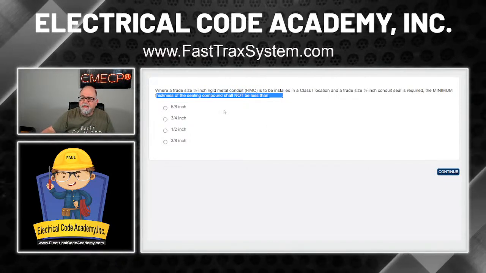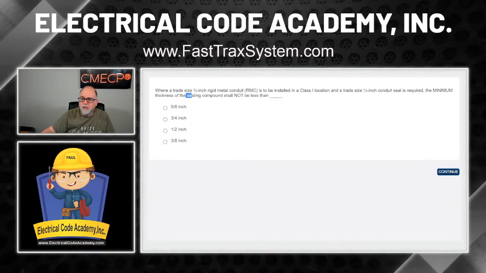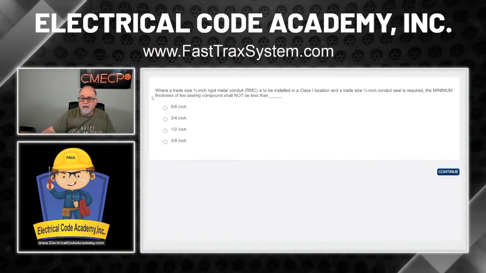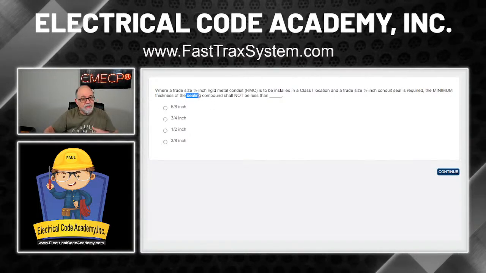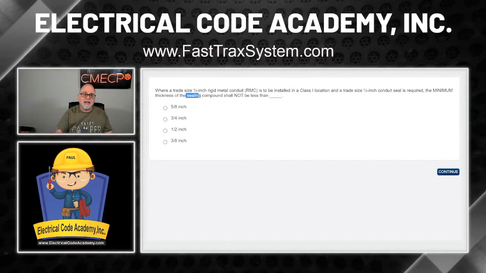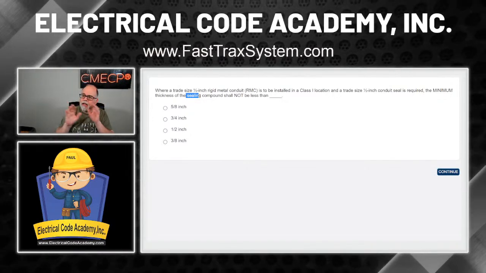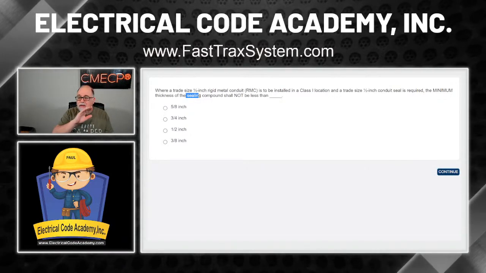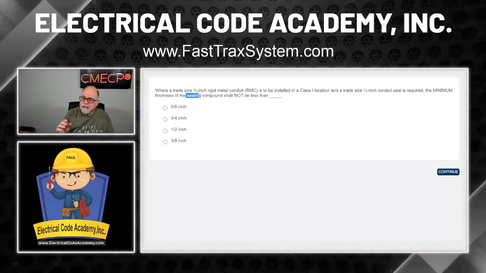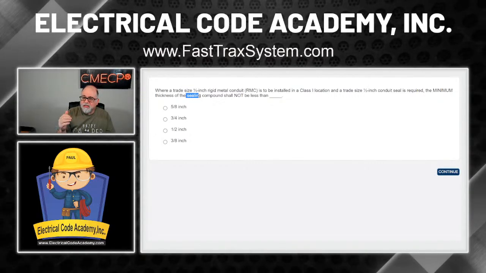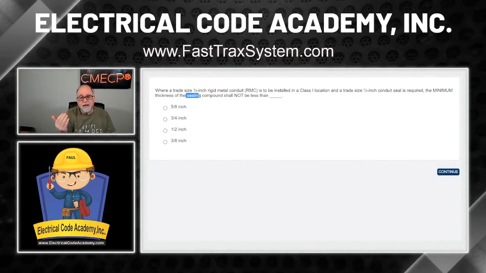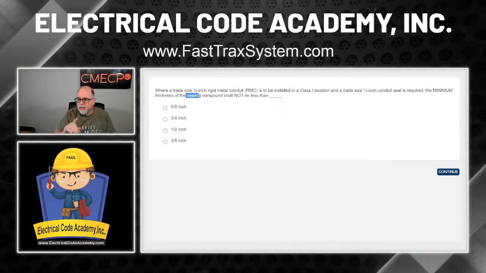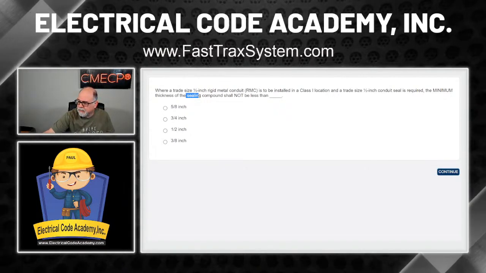And then we're looking specifically for seals. And to be honest with you, we're looking for the thickness of the seal. I mean, that's the question, right? That is exactly what they're asking me. So all of the other information, sizing and all, we already know there's a seal required. So really, it wants to know what's the minimum thickness of the sealing compound. Okay, all right, no problem. So we're going to go to the NEC.